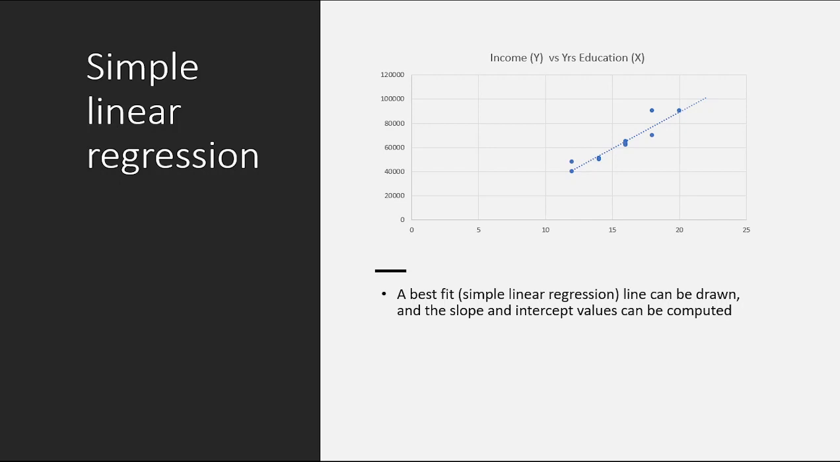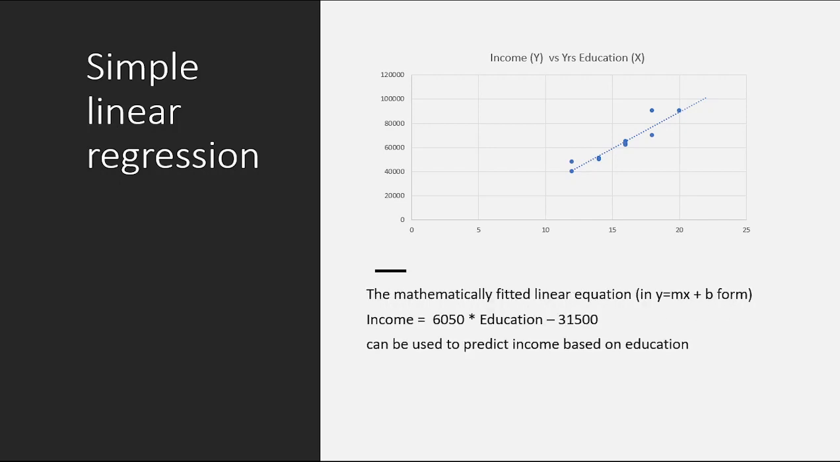So you can put the best fit line in. This is just Excel, and it's a little trend line fit. When you have that line, you can get the equation of the line, and you get a mathematically fitted best fit line. Excel does this with the regression feature in the data analytics toolkit or the LINEST function. And you now have income equals 6,050 times education minus 31,000.